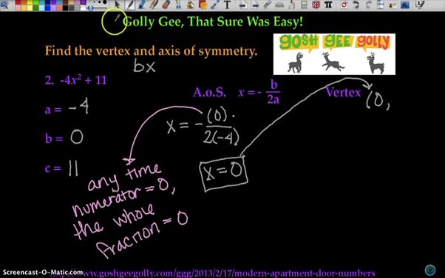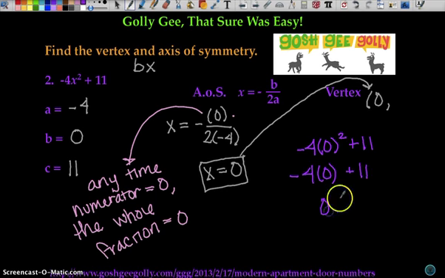Now we take this number 0, plug it into our original equation. So negative 4 times 0 squared plus 11. So 0 squared is 0, so negative 4 times 0 plus 11. So really, you have 0 plus 11, which is just 11. So there is your vertex.